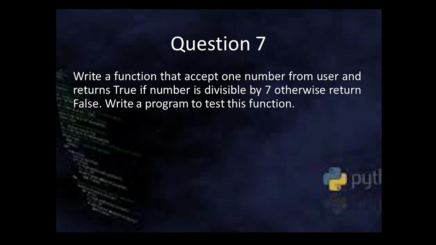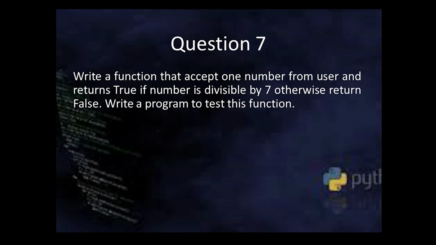Question 7. Write a function that accepts one number from the user and returns true if the number is divisible by 7. Otherwise return false. And we have to write one main program to test this function. Now the question is, we have to accept one number and check whether that number is divisible by 7. Use the arithmetic operator mod.